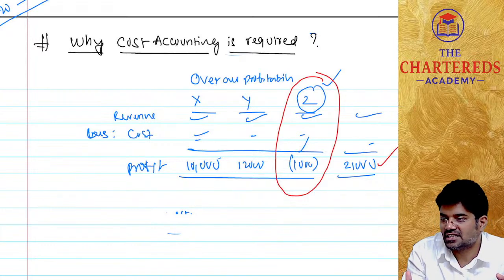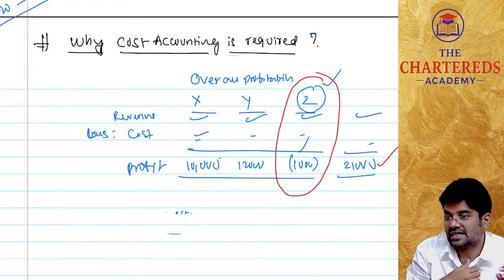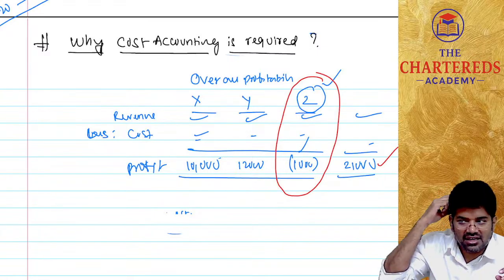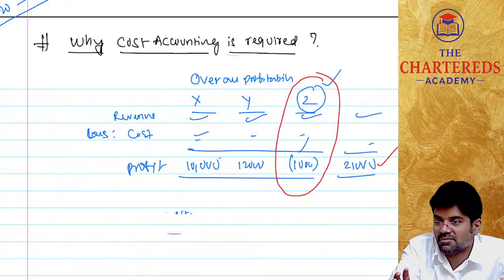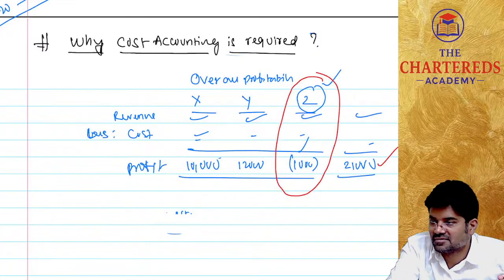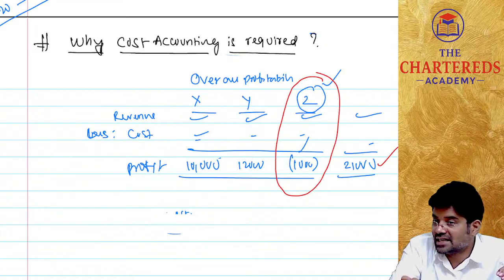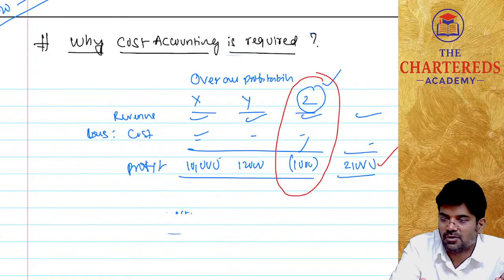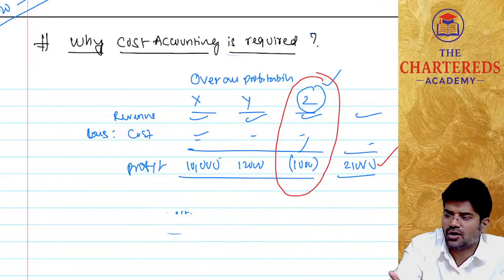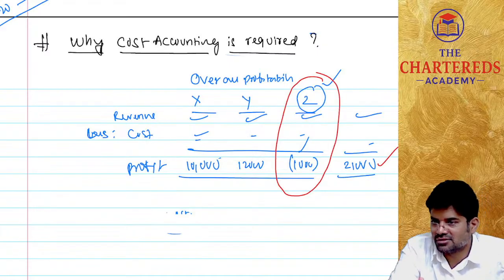Controlling, isn't it? Cost control and cost reduction. Now here, I told you that it is also useful for what purpose? Decision making purpose also. And we can also calculate product wise profitability. Can we calculate product wise profitability? Yes, we can calculate product wise profitability, and we can also calculate selling price. These all are the uses of cost accounting.